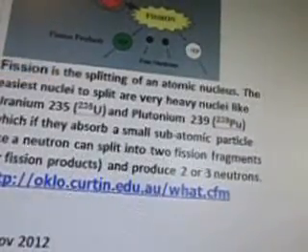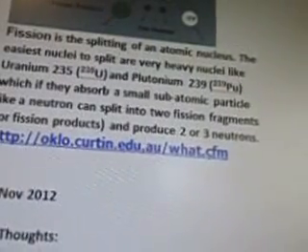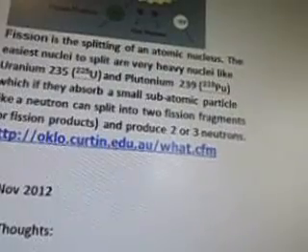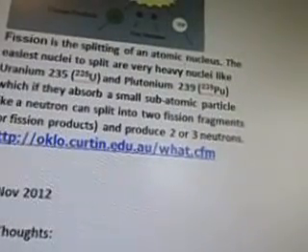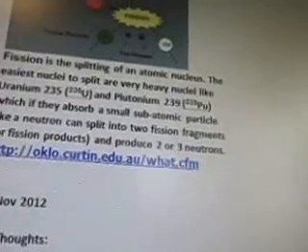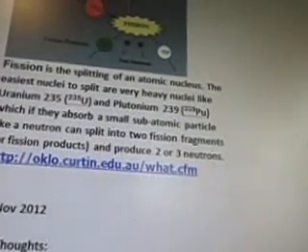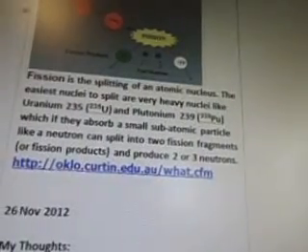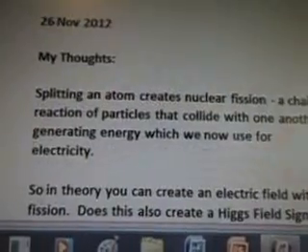It uses nuclei to split very heavy nuclei like uranium-235, or 235U, and plutonium-239, 239Pu, which if they absorb a small subatomic particle, like a neutron, can split into two fission fragments, or fission products, and produce 2 or 3 neutrons. So that's from curtin.edu.au. Okay? So November 26, my thoughts.